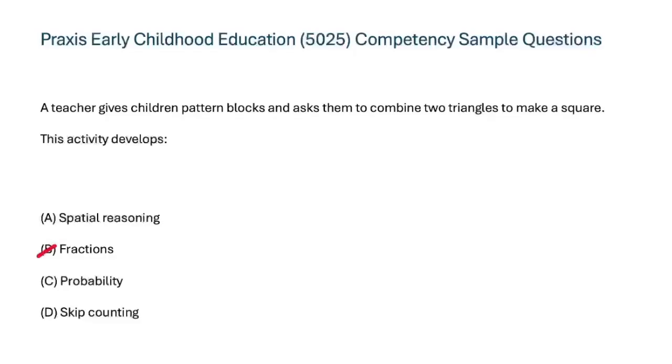Fractions are not being addressed in this context, although the same blocks may be used later to manipulate and develop fraction awareness. Option C is incorrect. Probability is unrelated to geometry. And option D is also incorrect. Skip counting is a number pattern skill, not a spatial skill. So that means option A, spatial reasoning, is correct. Manipulating and composing shapes builds understanding of geometric relationships.